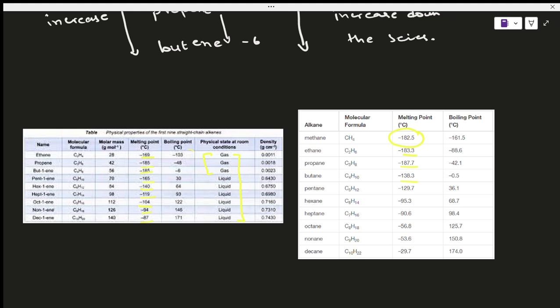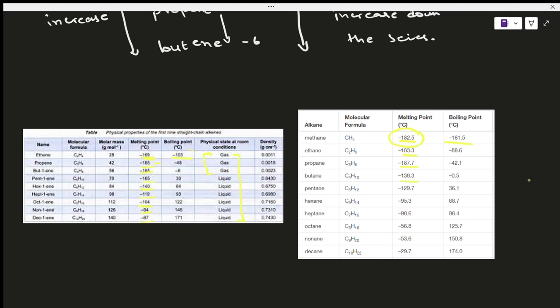So the general trend is the same, that they are increasing down the series, but alkanes generally have higher melting points. If you notice, they have higher melting and boiling points compared to alkenes, right? So the boiling point for alkene is minus 169, and it has minus 182. The boiling point is minus 103, and it has minus 161. If we talk about this, now this has the boiling point of minus 185.